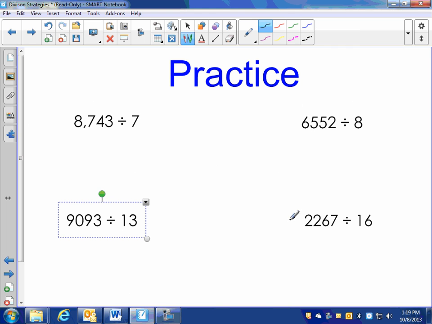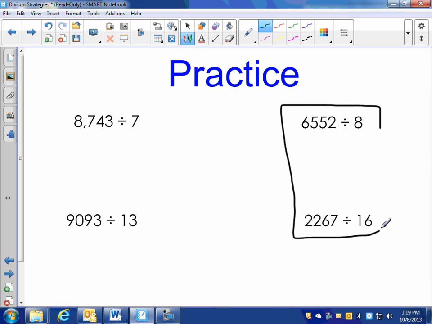All right, guys, for 1 extra credit point each, if you get them correct, you can solve these 2 problems using the area model. I would also like you to check your answers by using multiplication. So to get your extra credit, you're going to solve these 2 problems, and you're going to check using multiplication.